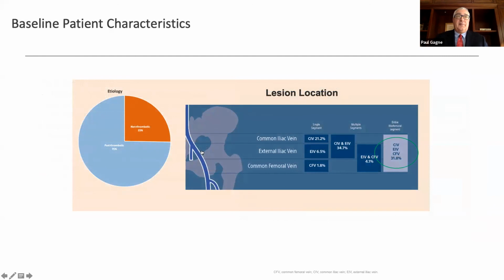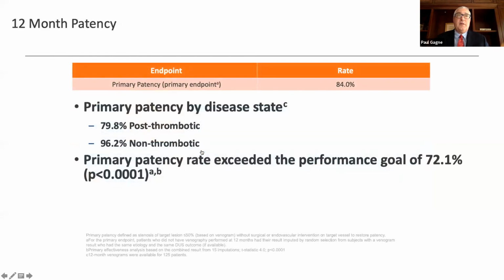You can see on the left, the distribution was largely post-thrombotic in 3/4 of the patients, so a challenging patient group. And you can see on the circle on the right that 31.8% of the patients had extension of stents below the inguinal ligament into the common femoral vein, so a challenging patient cohort. And these were all patients that had chronic disease. There was no acute DVT in this study. You can see that the primary patency at 12 months was just under 80% in the post-thrombotic group and 96% in the non-thrombotic group.